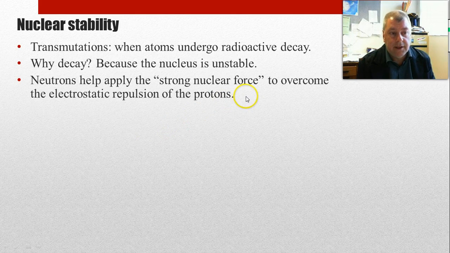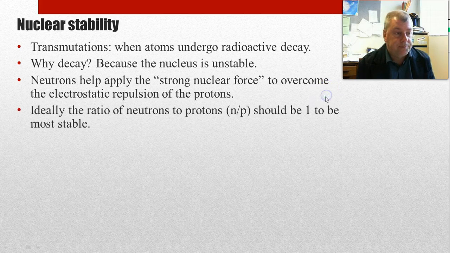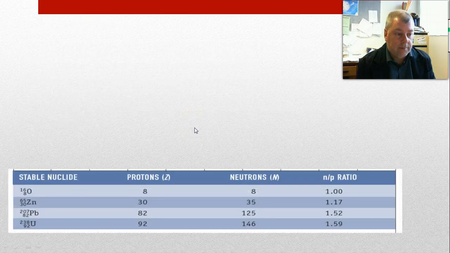As the nuclei or the elements get heavier, and they get more and more protons, you need more and more neutrons, and it becomes a swirling mass of instability, and so it decays and tries to realign itself with a more stable form. Ideally, the ratio of neutrons to protons should be about 1 for the lighter elements, and then as you get heavier, it departs from that ratio.